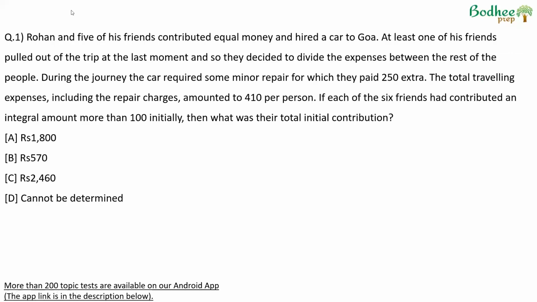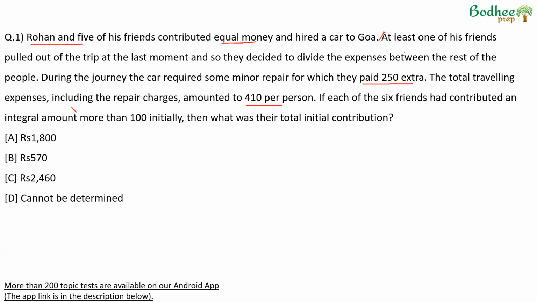If you look at the first question, it says, Rohan and 5 of his friends contributed equal money and hired a car to go. So 6 people were going, had contributed equal money. At least one of his friends pulled out of the trip at the last moment. So they decided to divide the expenses between the rest of the people. During the car journey, the car required some minor repair for which 250 was paid extra. The total traveling expenses, including repair charges, amounted to 410 per person. If each of the 6 friends had contributed an integral amount more than 100 initially, what was their total contribution?